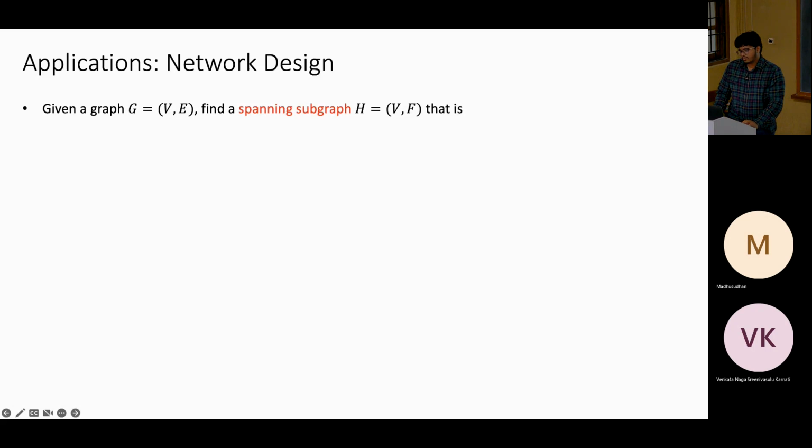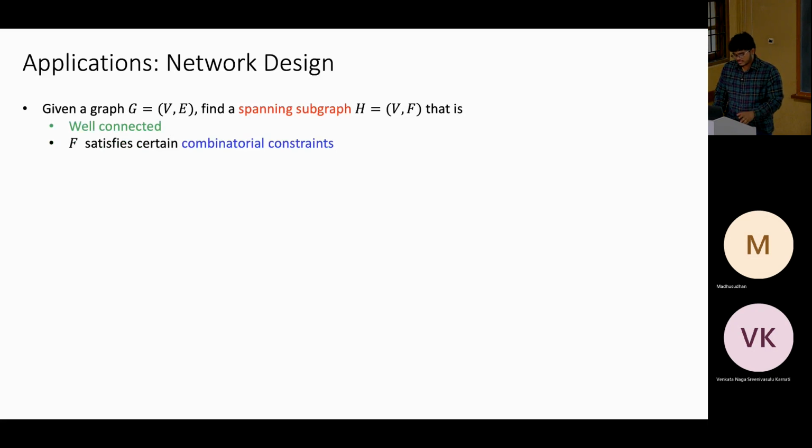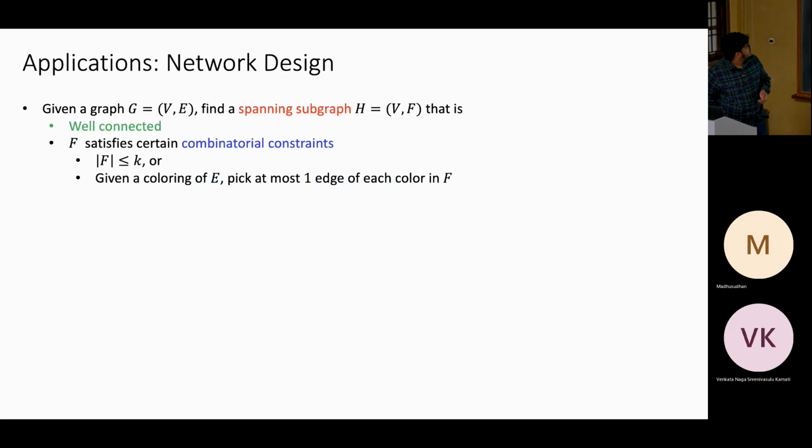So this has an application in network design as well. Given a graph, I want to find a spanning subgraph. I can only pick a subset of edges, but it is spanning, and it has to be well connected. And you can't pick any subset of edges. They have to satisfy certain combinatorial constraints. We'll define what well connected means and what the combinatorial constraints are. One obvious combinatorial constraint is a cardinality constraint, or a partition matroid constraint, where you can pick one edge from each color class. That's basically a partition matroid constraint.